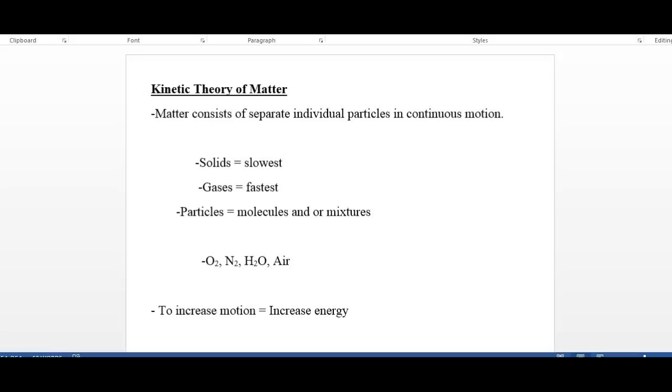Alright, so this is going to be our notes on the kinetic theory of matter. And we've been talking about things like the phases of matter, and a little bit about what makes something a solid or a gas. We don't have liquid here, but we could add that in there. And see if I can draw this.